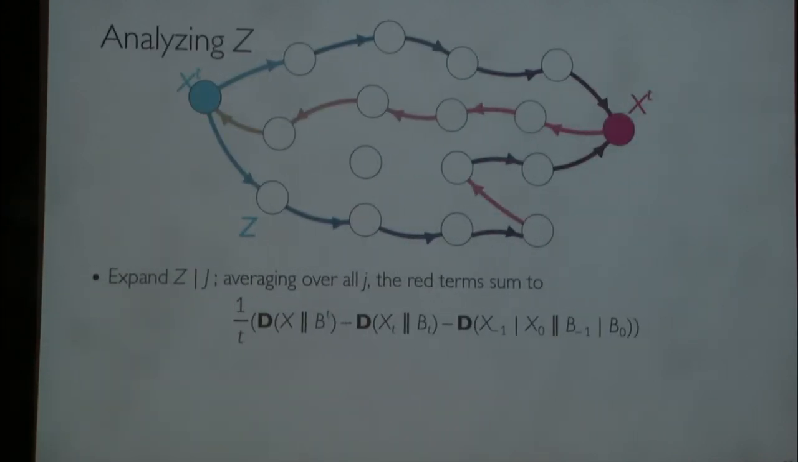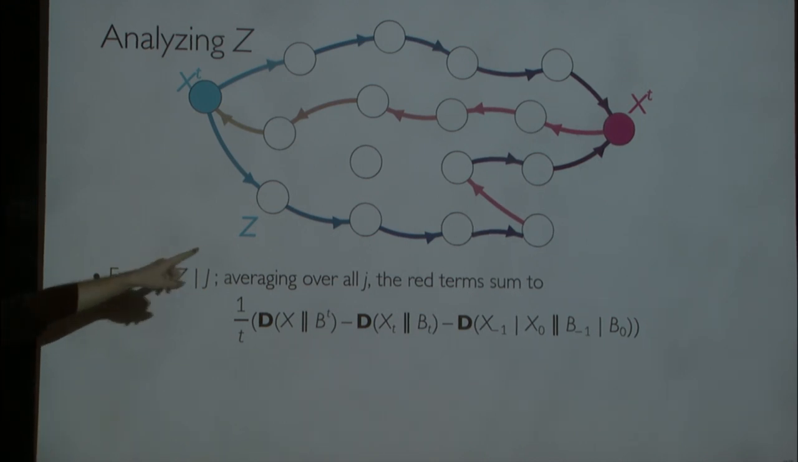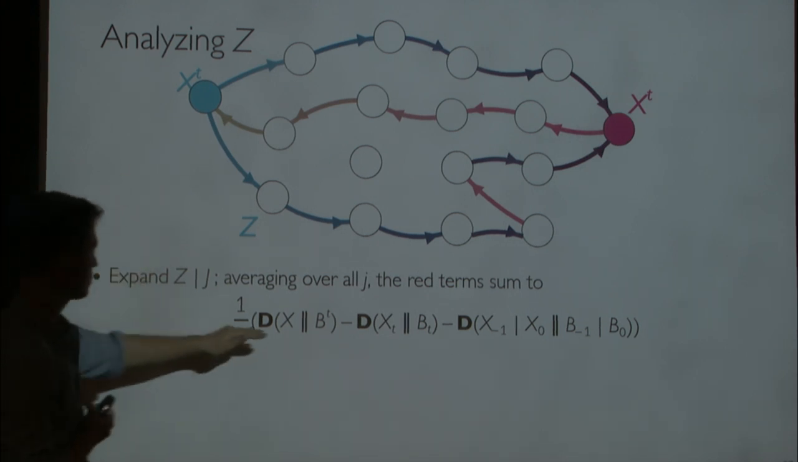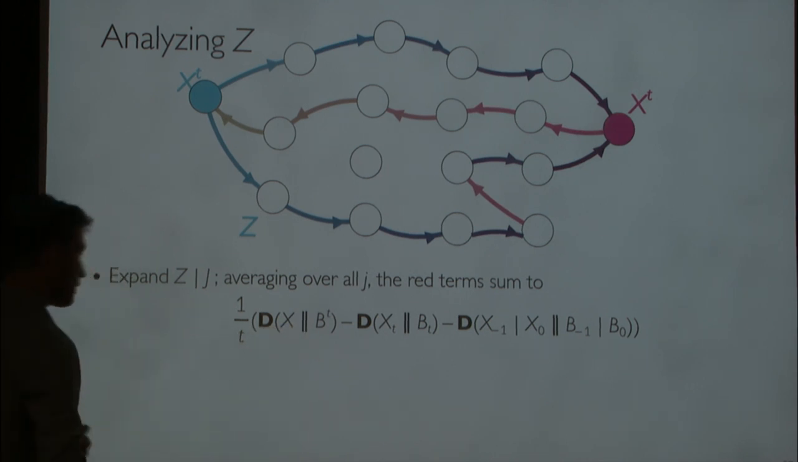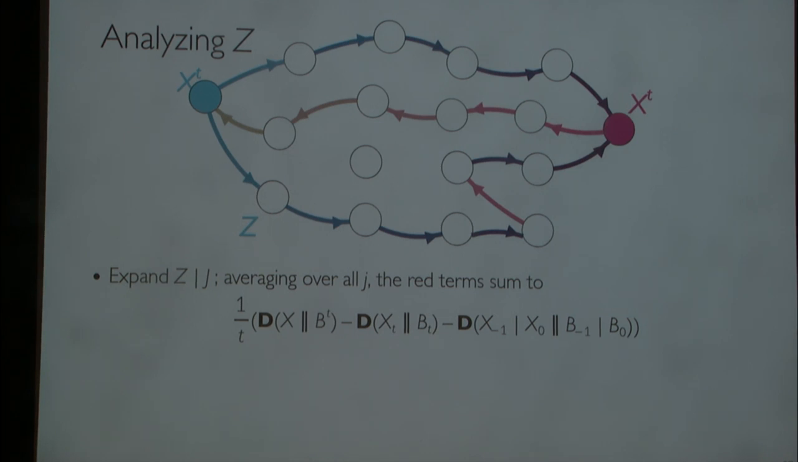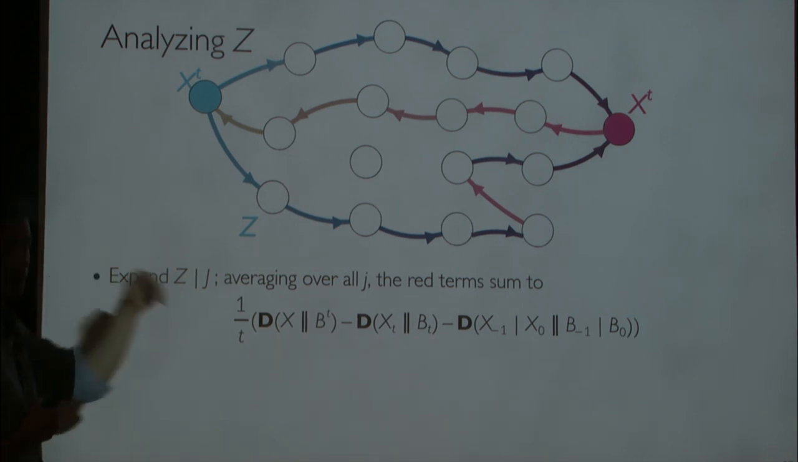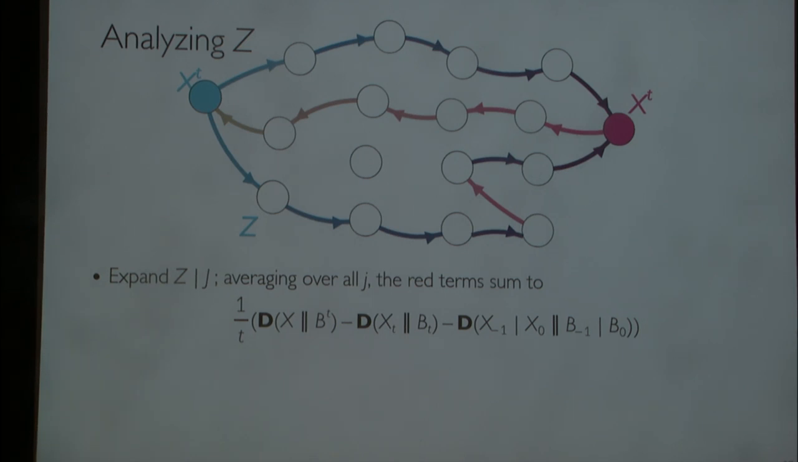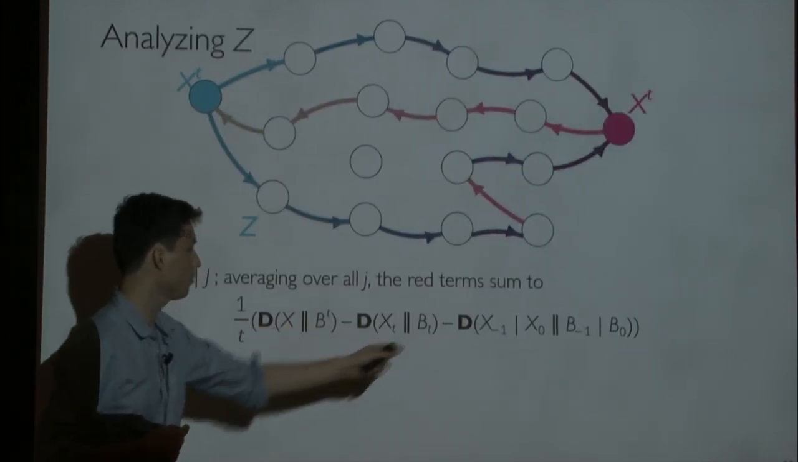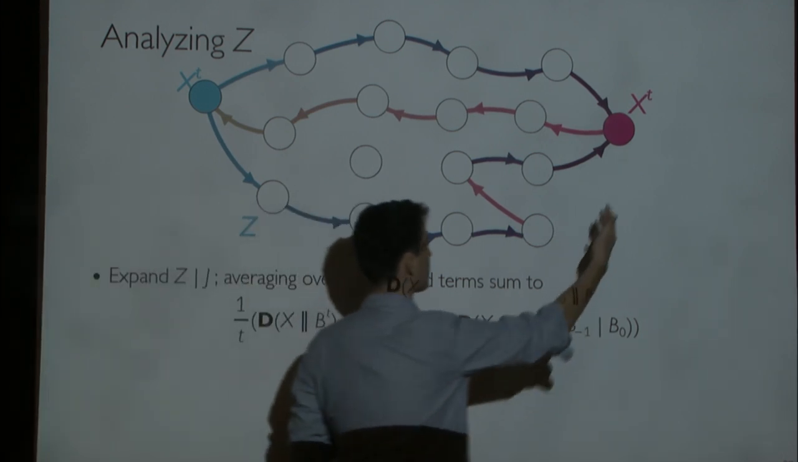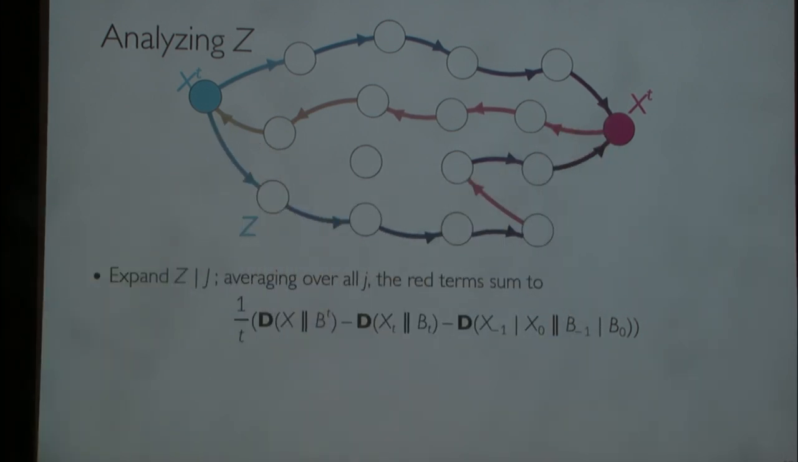Now that's exactly what we do. Averaging over J the red terms, we will get exactly the divergence of the X walk backward from the unconditioned backward walk. But actually, we will not be getting the very first and very last steps, because we cannot do the zigzag there. We can only do the zigzag at an integer between 1 and t. So we will be missing two terms here: the term corresponding to when we enter omega from here, and then when we exit omega to the state A.